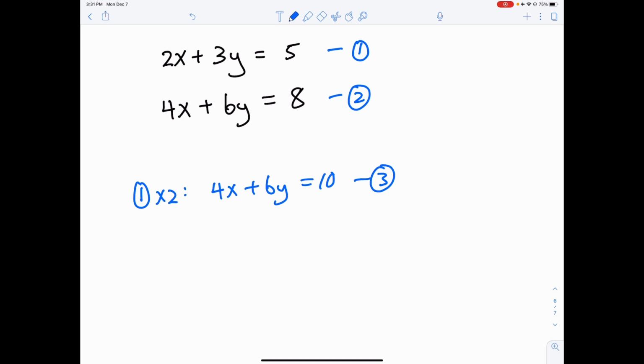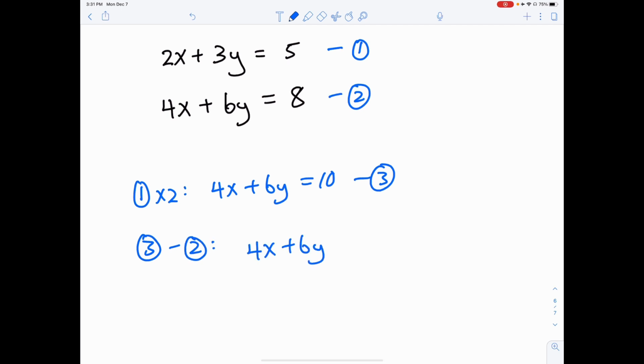I'm going to take 3 and subtract 2. So I'm going to go 3 minus 2. This will show us 4x plus 6y equaling 10 minus 4x plus 6y equaling 8. The reason I put minus with a circle around it is to remind myself that I always have to come back to it every time I do a subtraction. For example, 4x minus 4x, that's 0. 6y minus 6y, that's also 0. And then 10 minus 8 would give me 2.